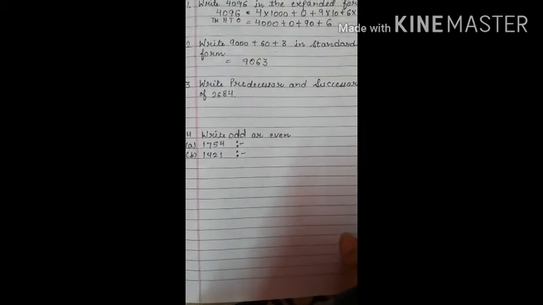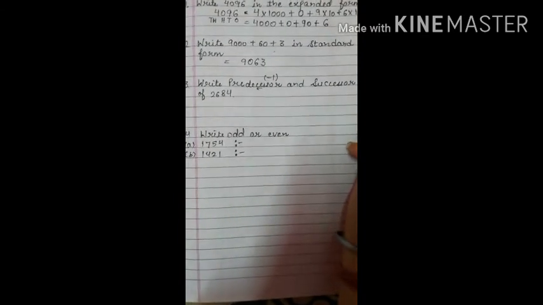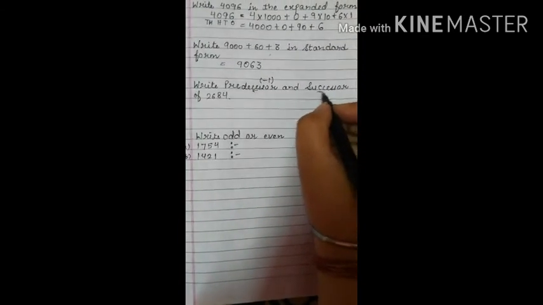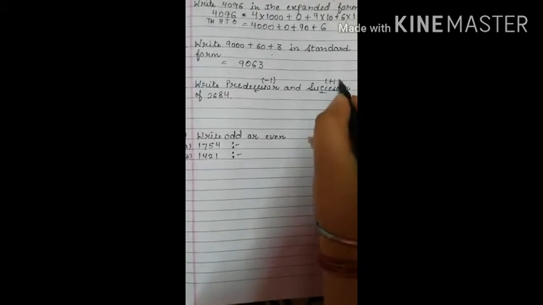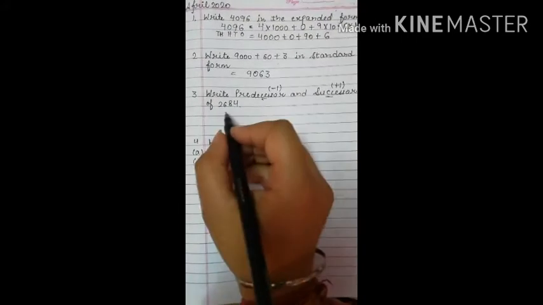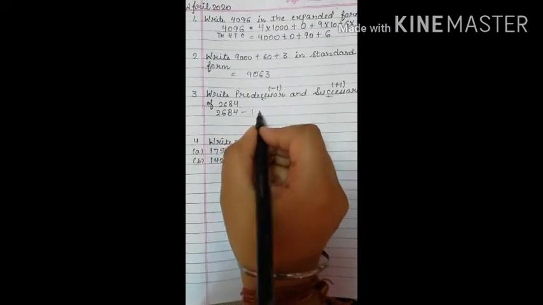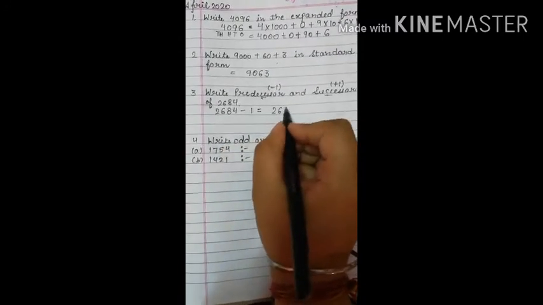Move towards the next question, question number 3, and that is: write the predecessor and successor of 2684. Now what is the predecessor? Predecessor is minus 1, means the number that comes just before, and successor is plus 1, means the number that comes just after the number. So here you have the number 2684. Now for calculating its predecessor, you will just subtract 1 from it and your answer will be 2683.